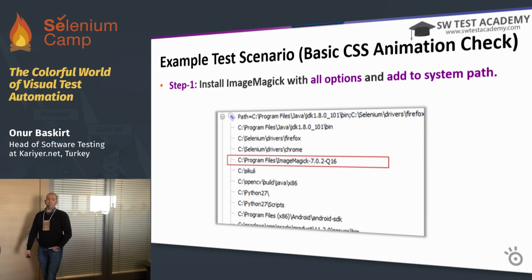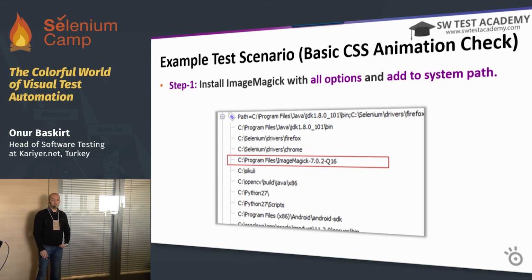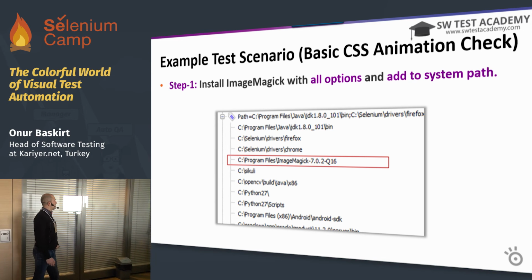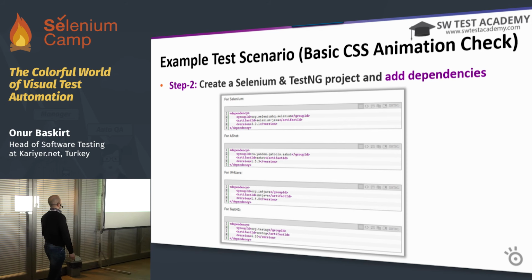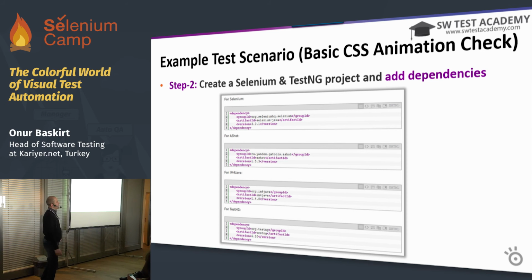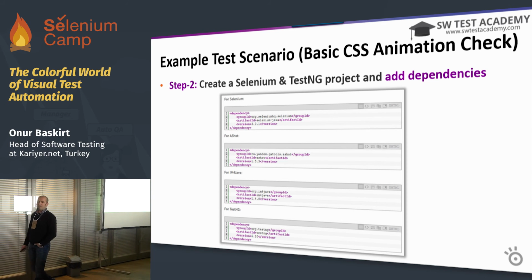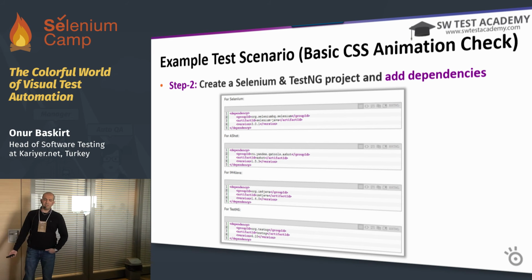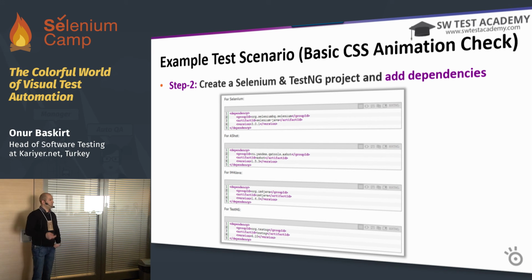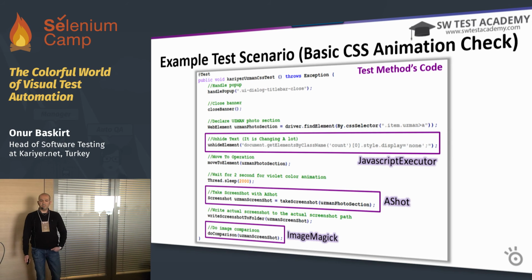First, you have to install ImageMagick with all options enabled and add it to the system path. And secondly, you have to add dependencies: Selenium, AShot, ImageMagick, and TestNG. I use TestNG, but if you want, you can use JUnit.